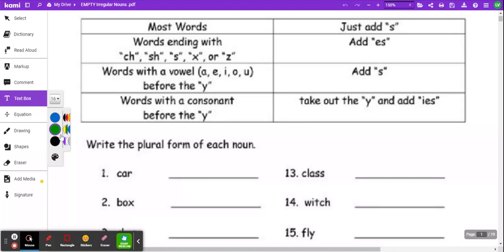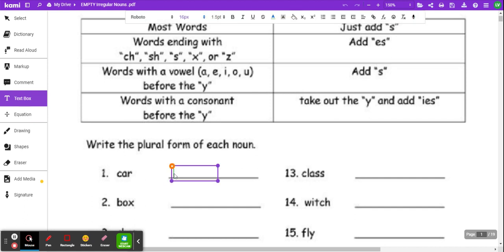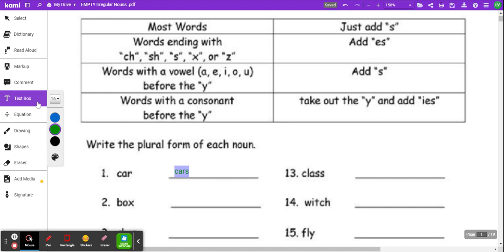We're changing it. Vamos a cambiar it. We're going to change cars to plural. So, ¿qué vamos a agregar? What are we going to add to make car plural? Cars. So, how would you spell that? C-A-R-S, right? So, we're going to have C-A-R-S for cars. We're just going to make this bigger.